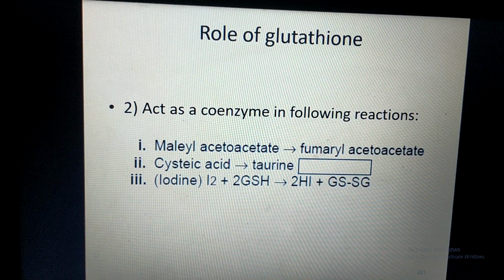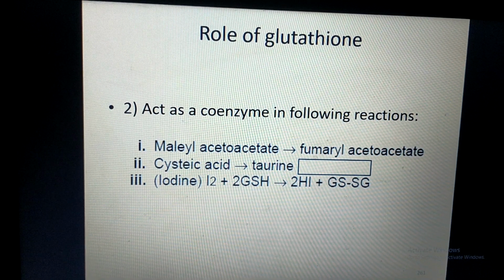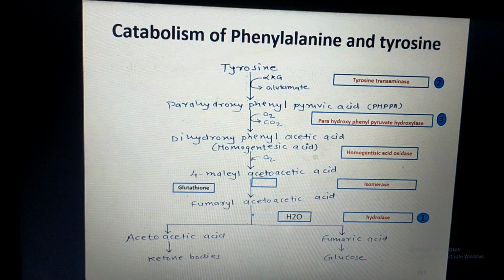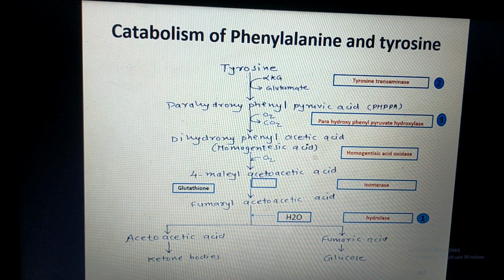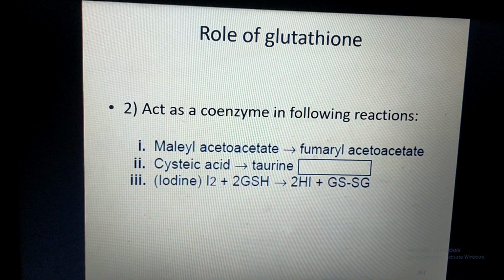Next, glutathione acts as a coenzyme in various reactions. The first reaction is conversion of maleyl acetoacetate to fumaryl acetoacetate. This is one of the reactions in the tyrosine catabolism pathway that we studied in the last lecture. If you see here, 4-maleyl acetoacetate is converted to fumaryl acetoacetate by the enzyme isomerase, where glutathione acts as a coenzyme.